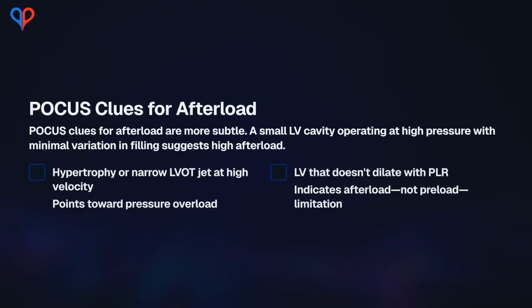Echo clues for afterload are more subtle. A small left ventricle cavity operating at high pressure with minimal variation in filling suggests high afterload. Hypertrophy, or a narrow left ventricular outflow tract jet at high velocity, points toward pressure overload. A left ventricle that doesn't dilate with passive leg raise indicates afterload, not preload limitation.